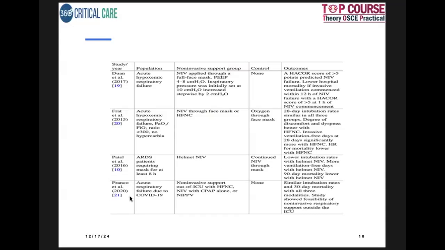And then came Franco et al. in 2020, where they included COVID-19 patients, with NIV support out of ICU with high flow nasal cannula, NIV with CPAP alone, or NIPPV. They found similar intubation rates and 30-day mortality with all three modalities. The study showed the feasibility of NIV support outside the ICU also.